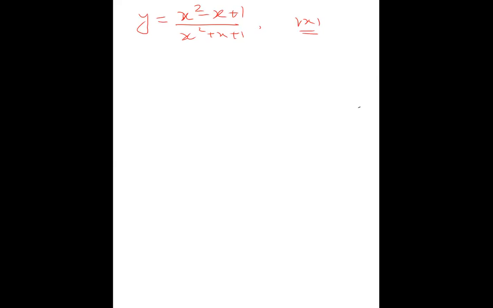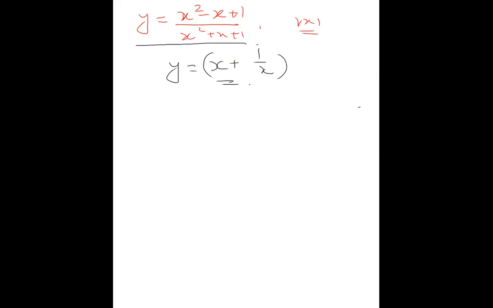Second lecture, right? We have to draw the graph of (x square minus x plus 1) upon (x square plus x plus 1), right? With the transformation, we will draw the graph of this. Before that, we will need a basic graph, that is y is equal to x plus 1 by x, right? y is equal to x plus 1 by x.